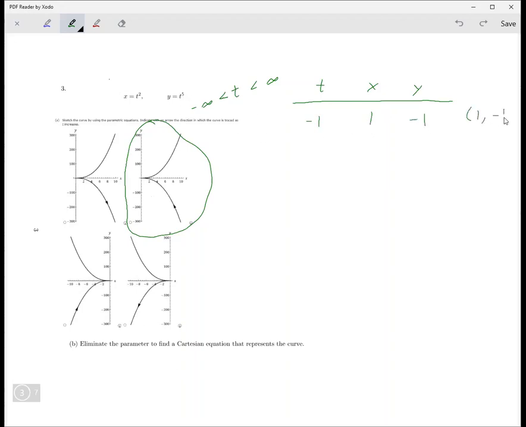So 1, -1. Oh no, that's like right here. Dang, that was a bad point to choose. If you choose 0, then both of those are 0, so that's this point here. And when you choose, let's choose 2. Then x is going to be 2 squared, which is 4, and y is 2 to the 5th, which is 32. Yeah, that looks like it could be 32 right there.